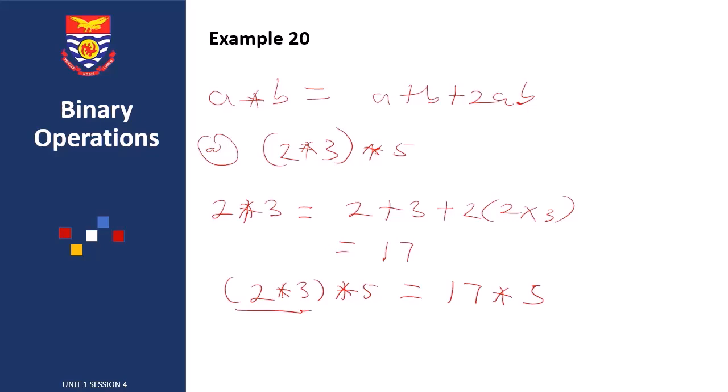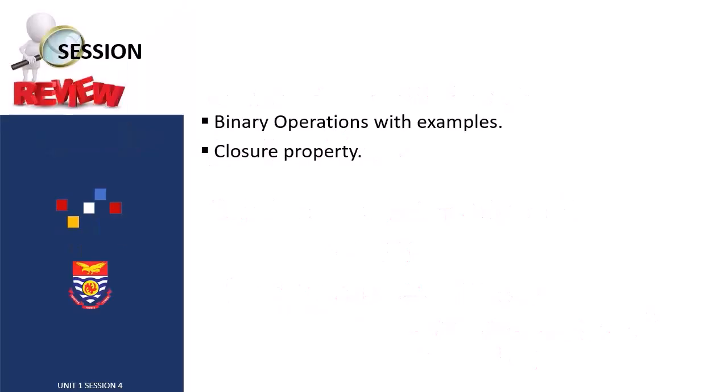Now you put this into the rule: A, which is 17, plus B, which is 5, plus 2 multiplied by A times B, so 17 times 5. You can write dots, which is the same as the product. You simplify this very well and then you get 192. Great. So in this section, we've looked at binary operations with examples, and we've also looked at the closure property.